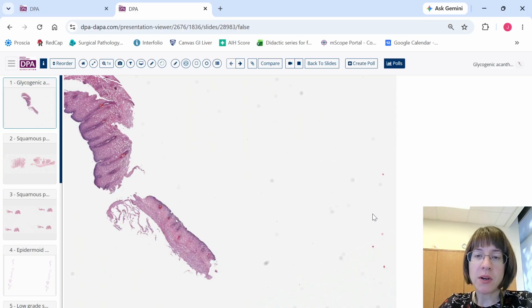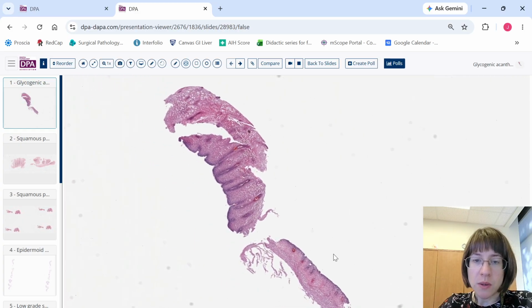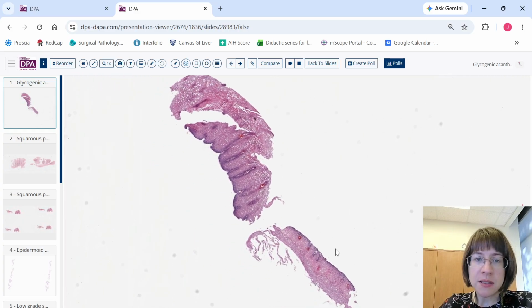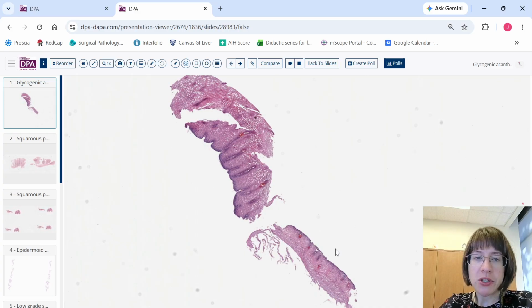Today I'm going to be going over slides from several different squamous lesions. So today we're going to go over glycogenic acanthosis, squamous papilloma, epidermoid metaplasia, low and high-grade squamous dysplasia, and squamous cell carcinoma. So starting out, we're going to start with glycogenic acanthosis. This is a benign condition that can present as a raised white plaque in the esophagus.